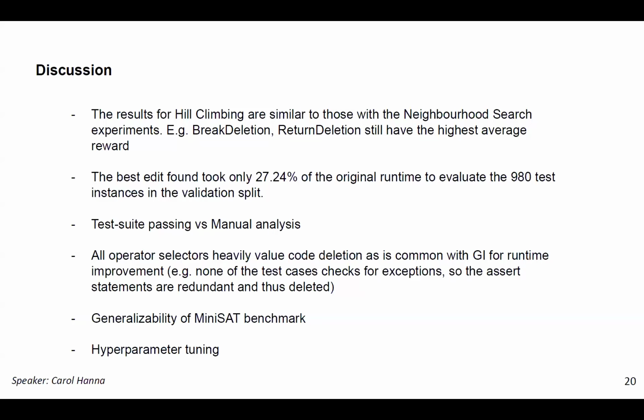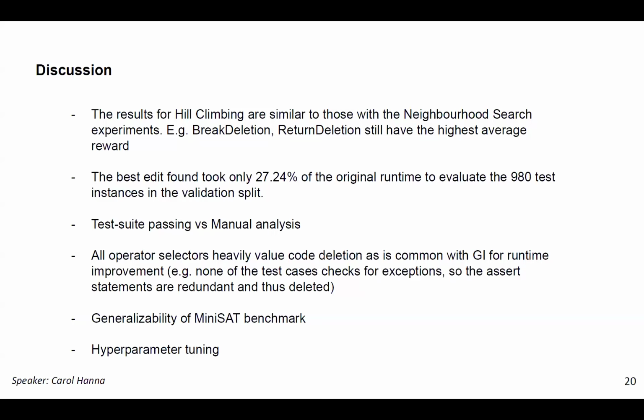I want to just mention that we only had the Minisat benchmark in this paper. We would like to maybe look into more benchmarks in the future because the generalizability based off one benchmark is not the most robust. And finally, hyperparameter tuning.